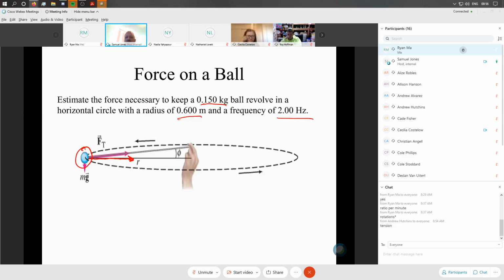Now, the reason I say estimate here is because this isn't purely horizontal. There's a small amount of dip here, but we're going to say it's small and ignore it. If we just take the information we're given, how would we find the tension in the string? The first thing I want to do here is to find the tangential velocity, vt, because I'm going to need that. What is my tangential velocity?